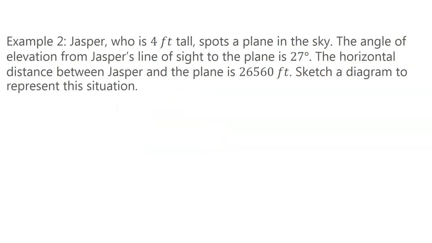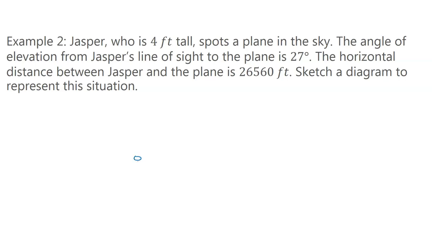So let's sketch the diagram for example 2 now. It says Jasper, who is 4 feet tall, spots a plane in the sky. The angle of elevation from Jasper's line of sight to the plane is 27 degrees. The horizontal distance between Jasper and the plane is 26,560 feet. Sketch a diagram.